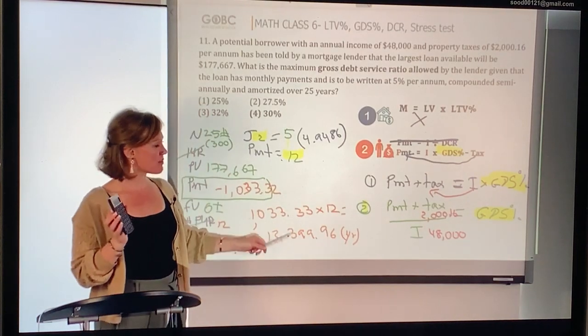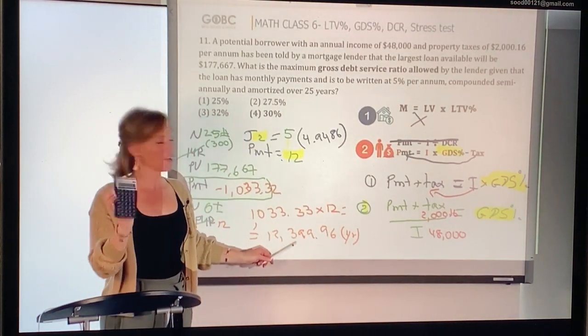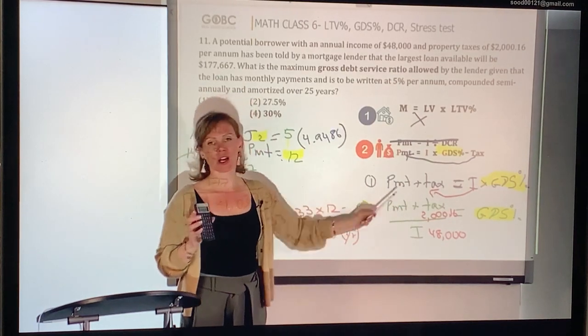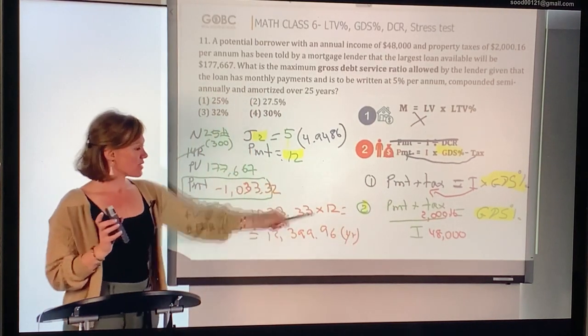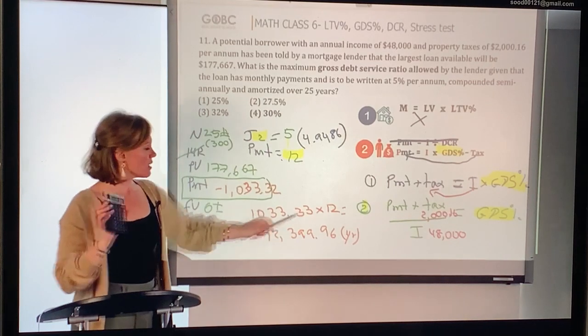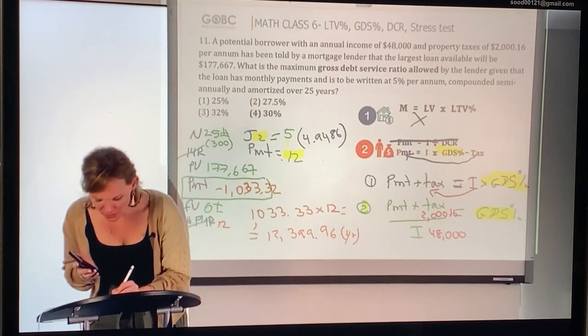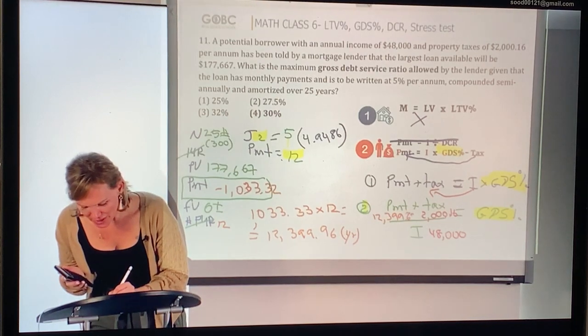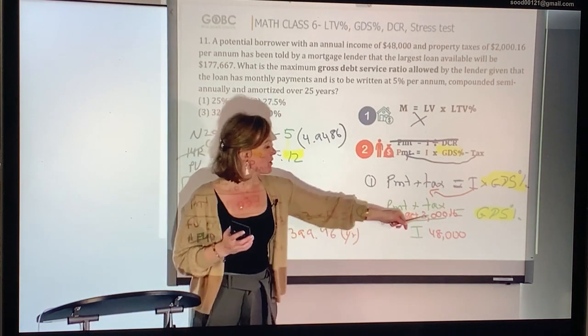Now, when you put this payment in, make sure that this payment is positive. Because if you had it as a negative number and then you were trying to add the taxes to it, it would just subtract one number from the other. Not good. So make sure that when you times it by 12, you do it as a positive payment, because you want to add it in here. So now you take this 12,399.96 and then you add the 2,000 to this.